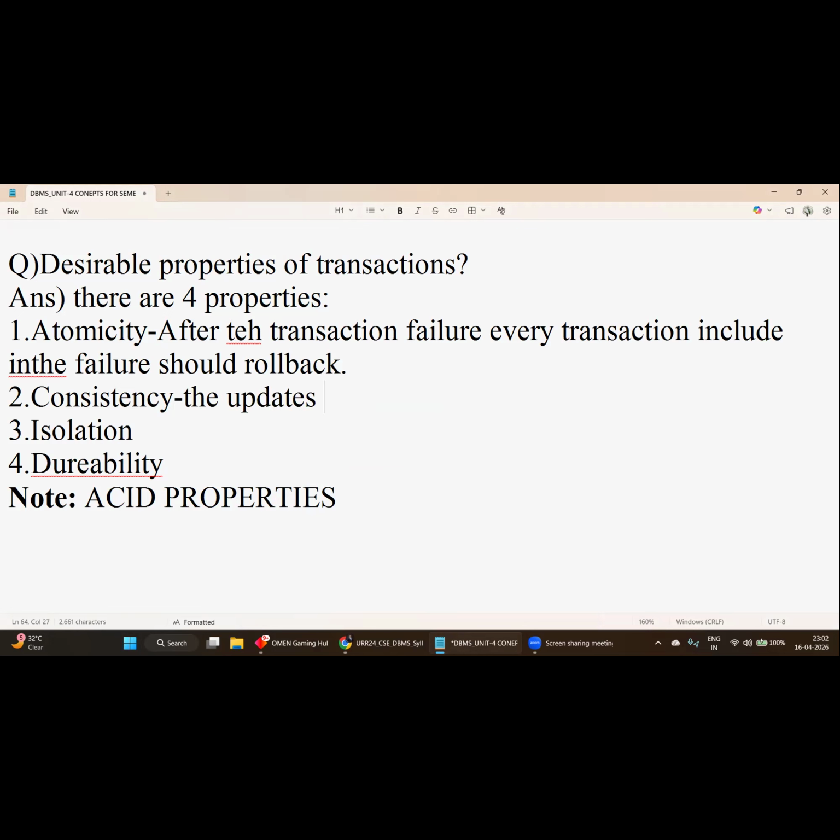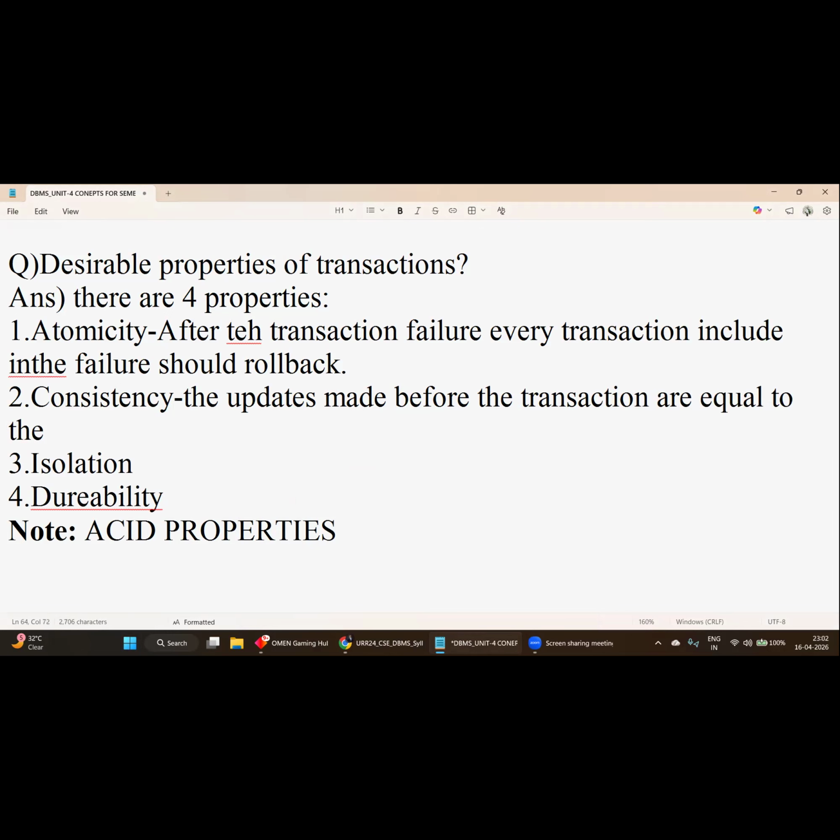Okay, consistency means the updates. See, I'm explaining very simply so that you can write the exam. The updates made before the transaction are equal to the updates made after the transaction. Okay.